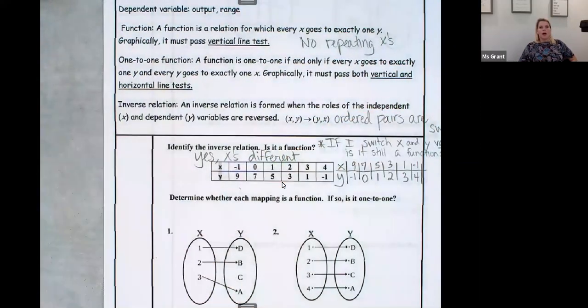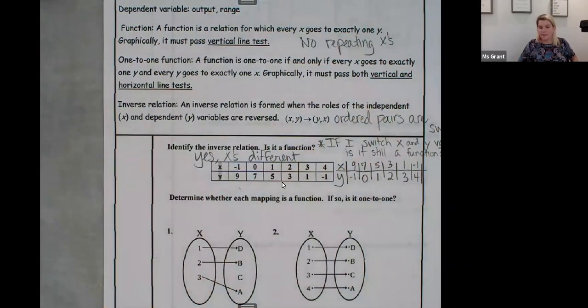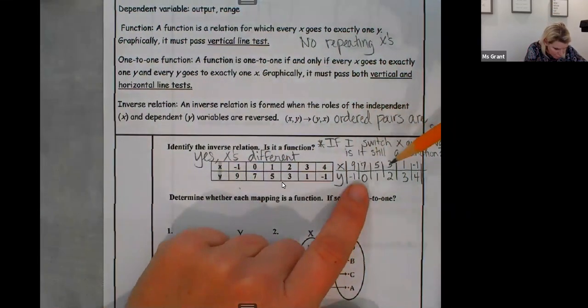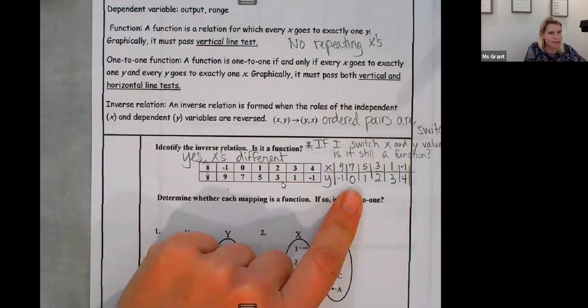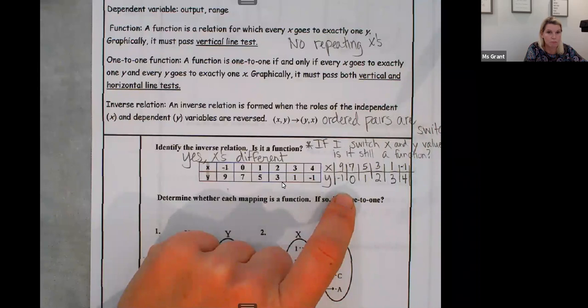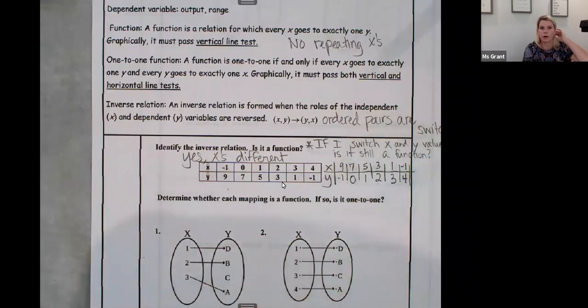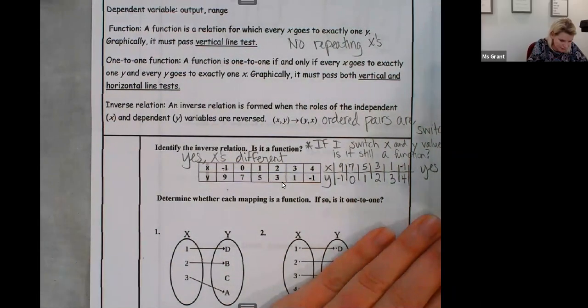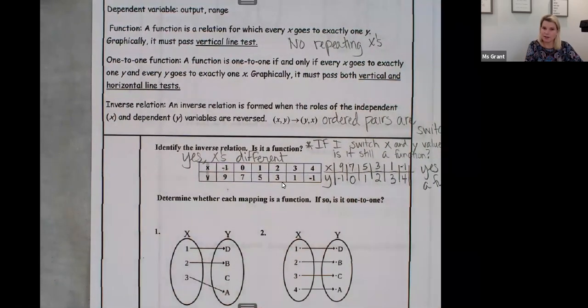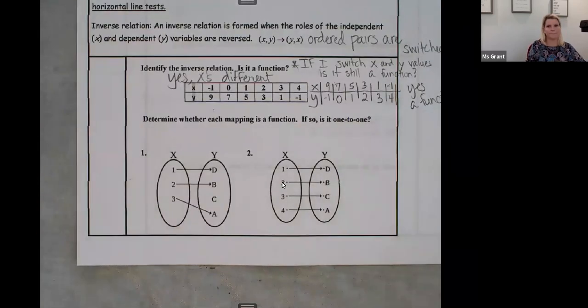Good. Now, is the inverse a function? 9, 7, 5, 3, 1, -1. Is that a function? All I care about is the x values when I look at functions. Are there any repeats? 9, 7, 5, 3, 1, -1. It's a function because all of the x's are different. So the original is a function and the inverse is a function.